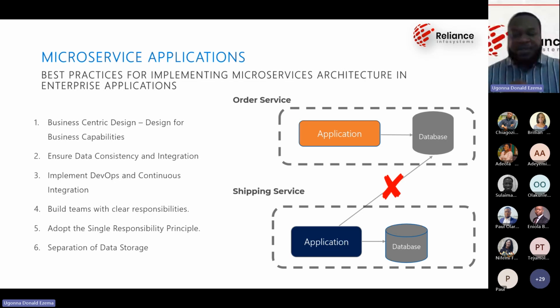If you jump to the sixth point, the separation of data storage: each service should have its own data store. Not all domain-driven designs end up with separate data stores. That can lead you to a distributed monolith, or a big ball of mud. That's just what you should be avoiding. So for best practices, you should separate the data store and ensure that there's consistency across all the data stores, or databases, if you will.